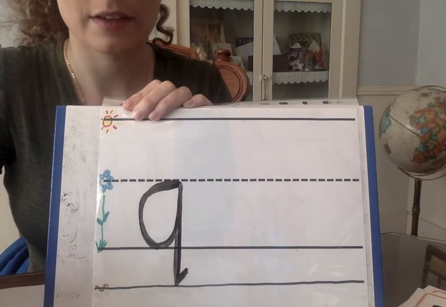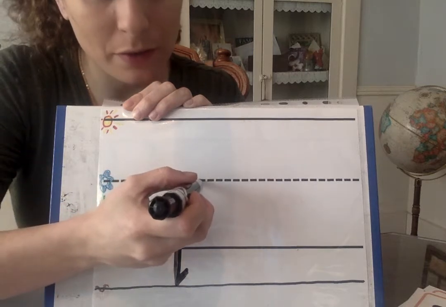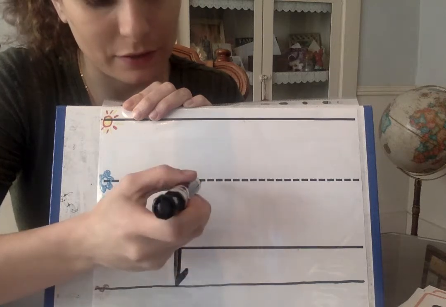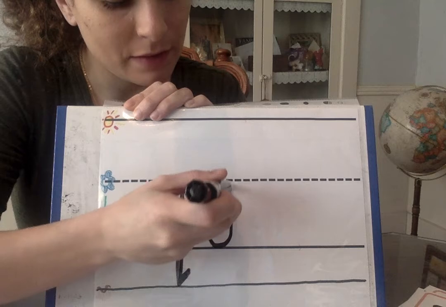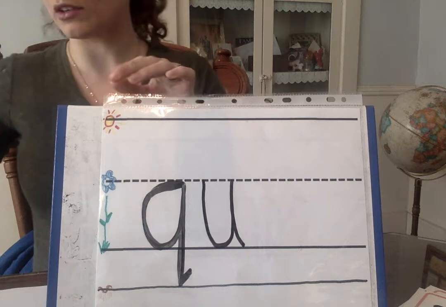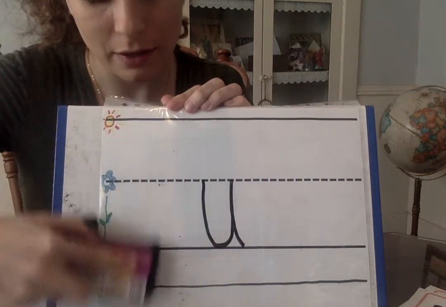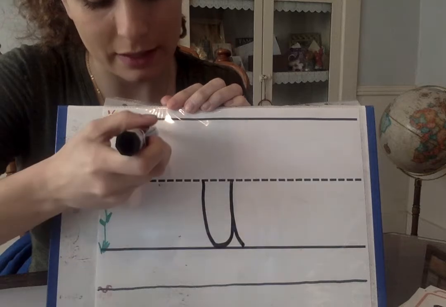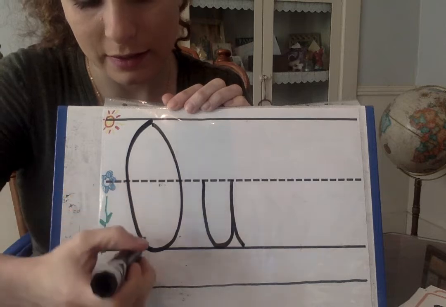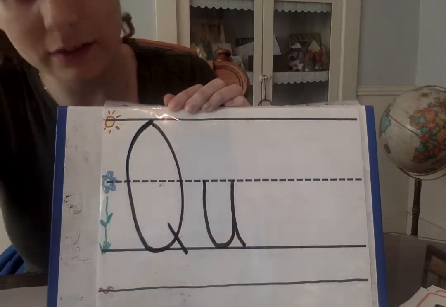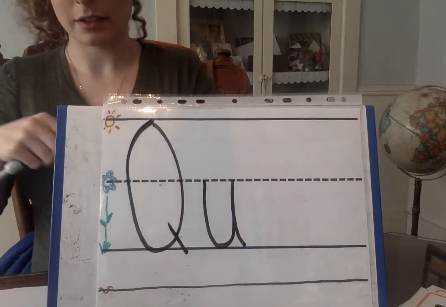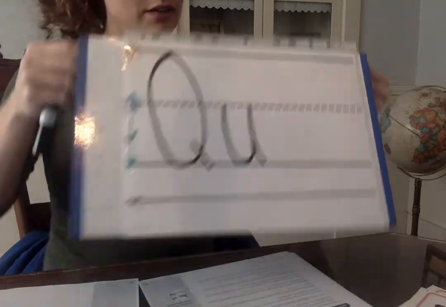Qua, qua. Then we need a U next to it. U, a lowercase u, we also start at the flower line, and we go down to the grass line and back up to the flower line. And then give it a little tail as well. Qua, qua. Now you can also do this with an uppercase Q. An uppercase Q starts at the sun line. And it's like a circle all the way to the grass line. And then you just give it a little tail. Qua, qua, qua. So that's how you make a QU. You guys are amazing.